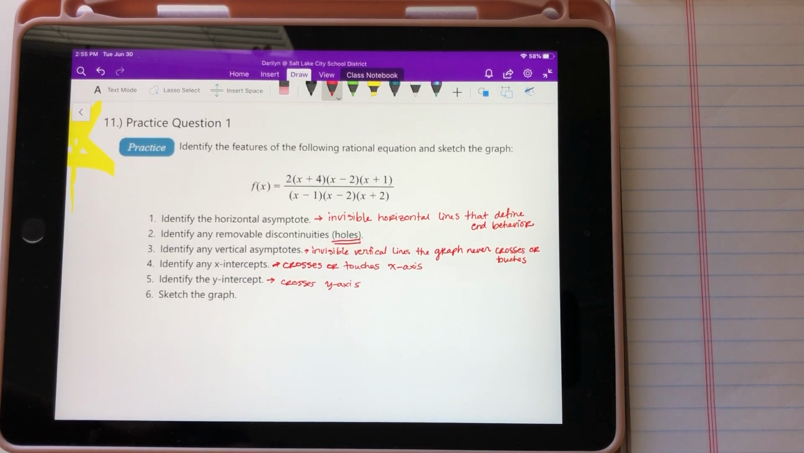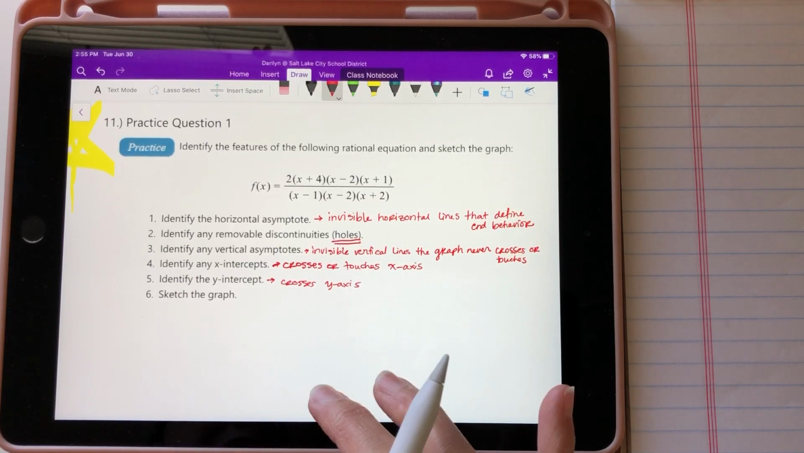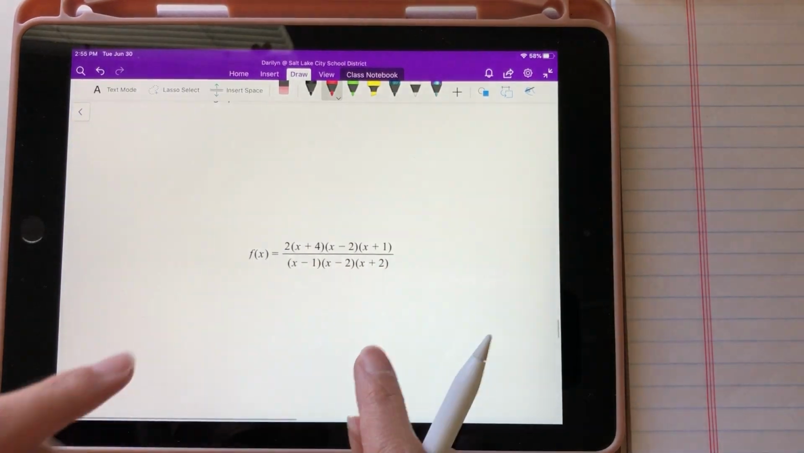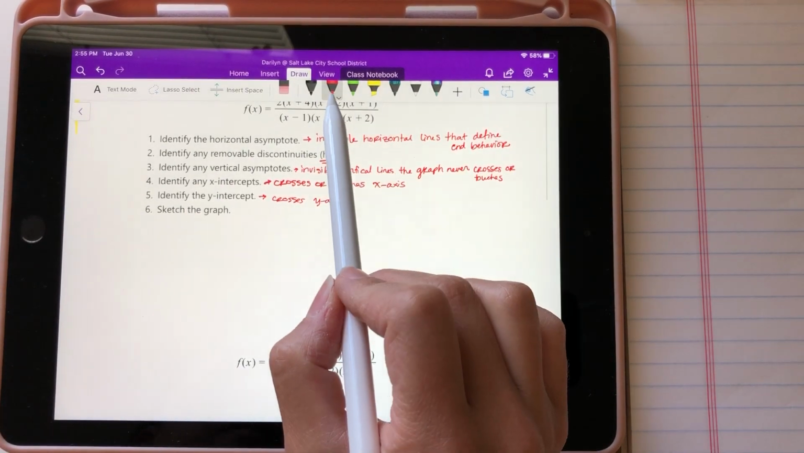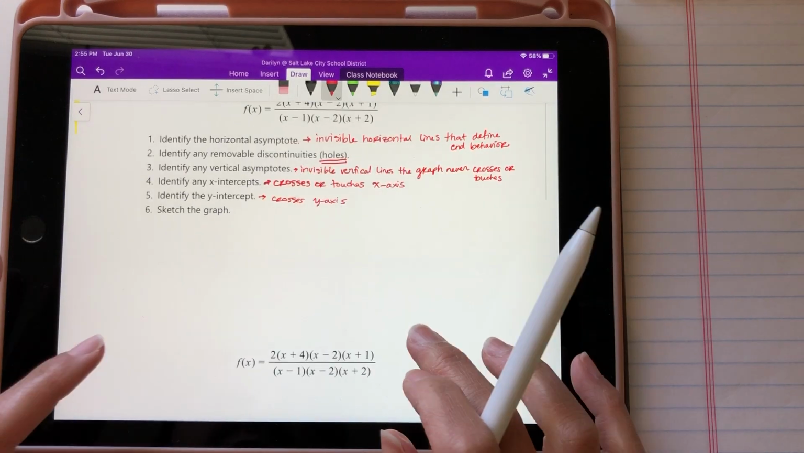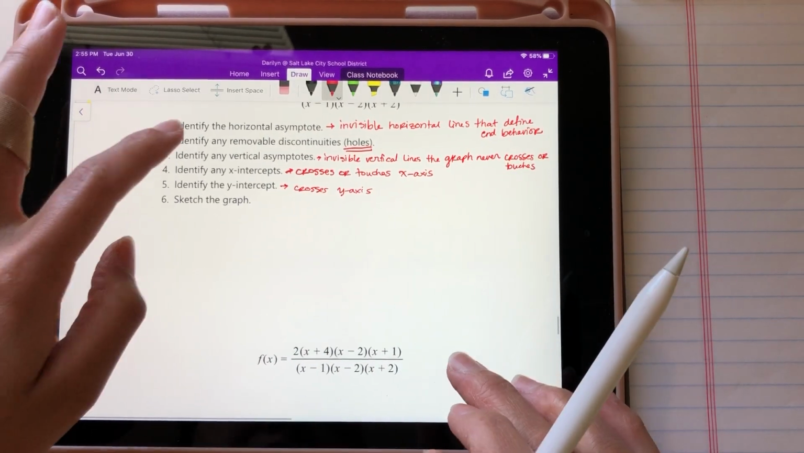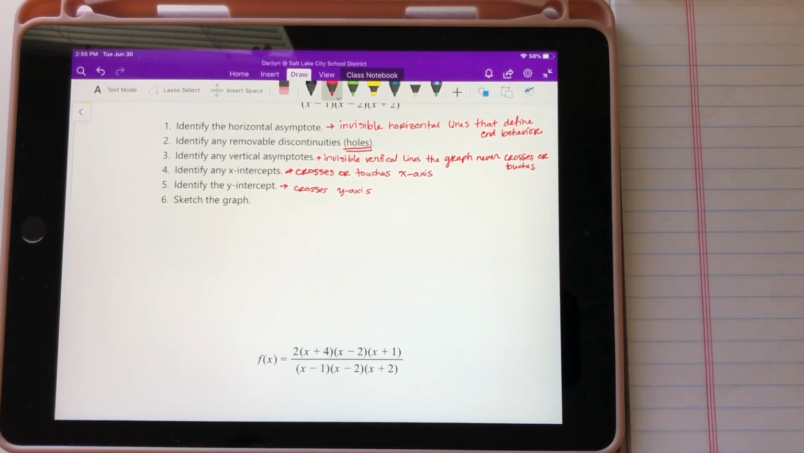And then step 6 is to sketch. So what we need to do here is define where each of these things are. I have my function right down here, and I'm going to use colors to help us identify where each of these things are. So I'm going to do horizontal asymptote first because it's the most complicated one.